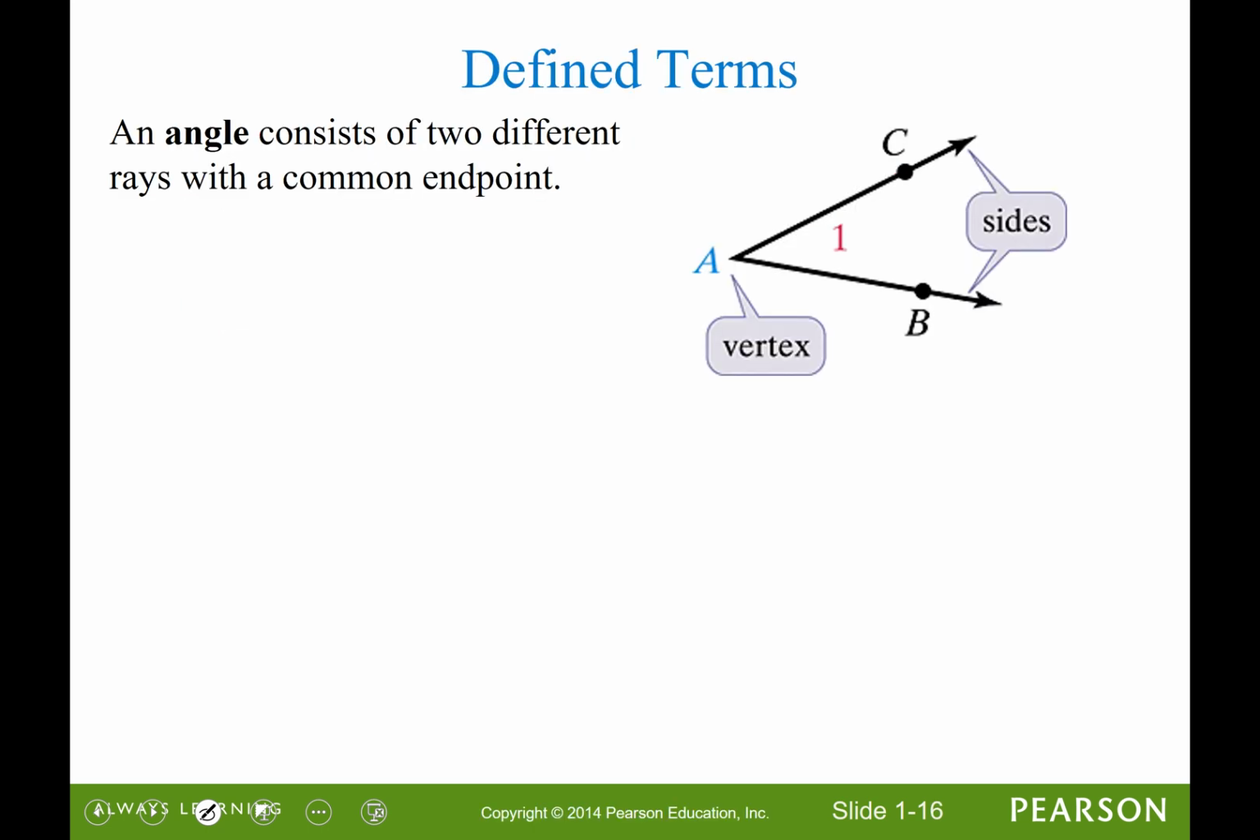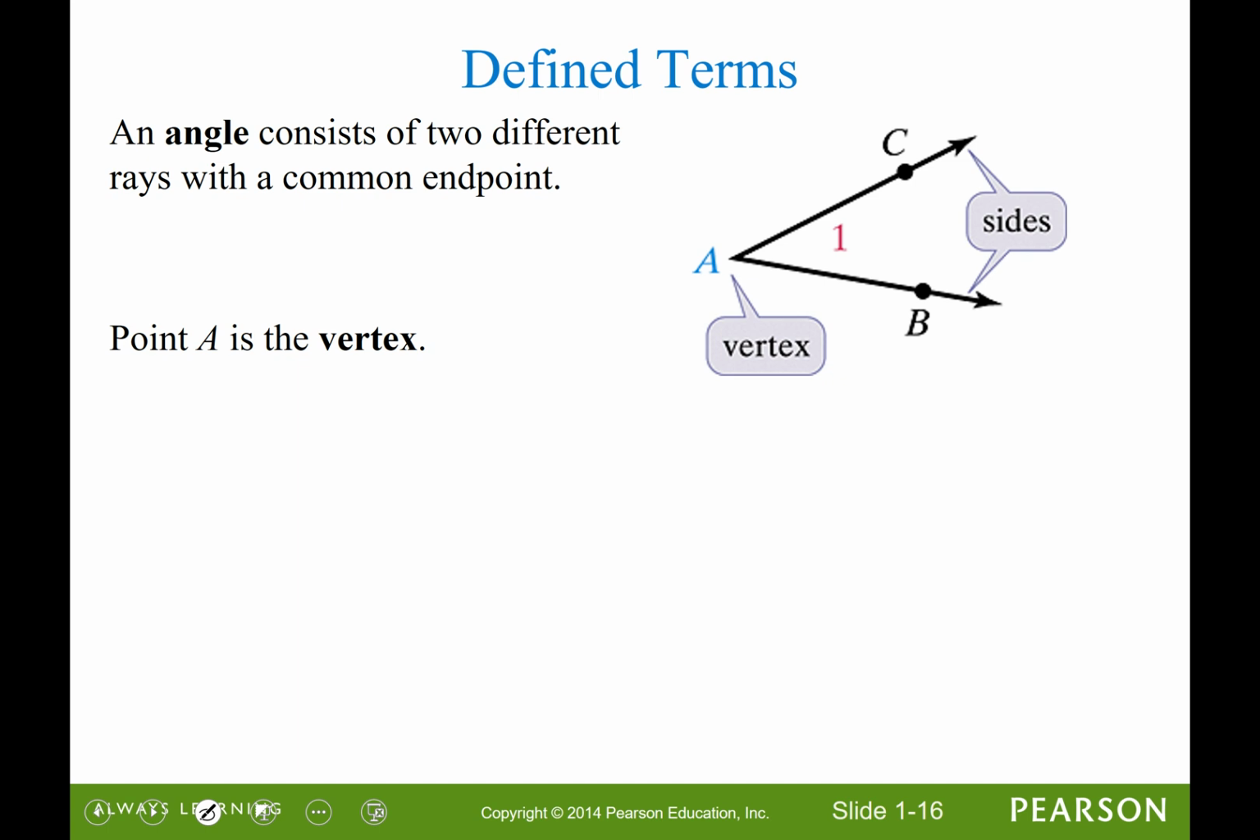We are getting into defined terms now, unlike the undefined terms we were talking about earlier. Our next defined term is an angle. It consists of two different rays with a common endpoint. You have a nice visual on an angle here.